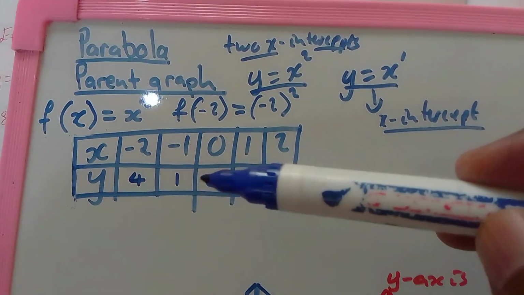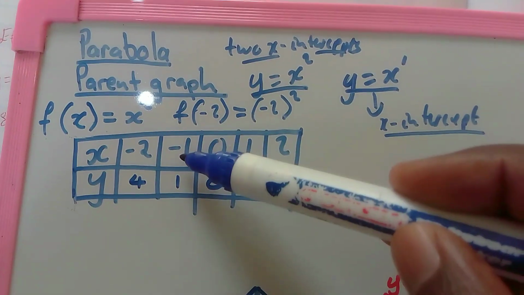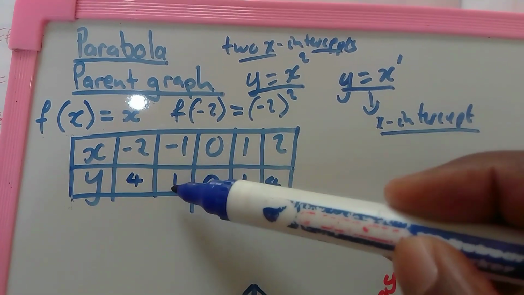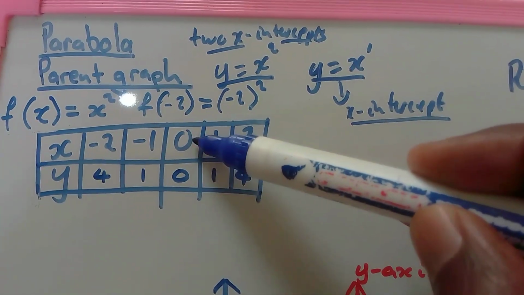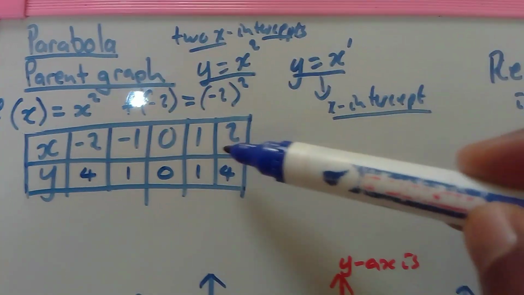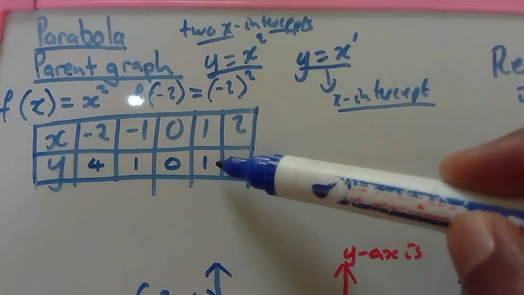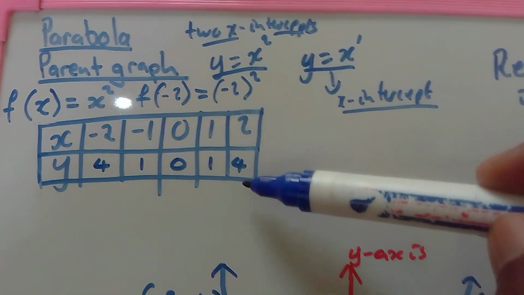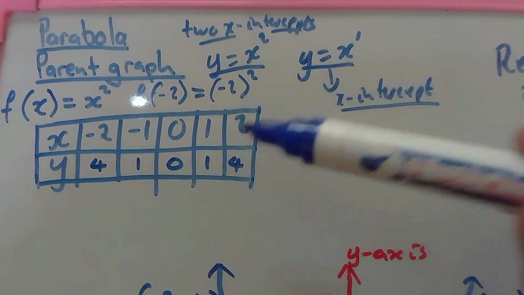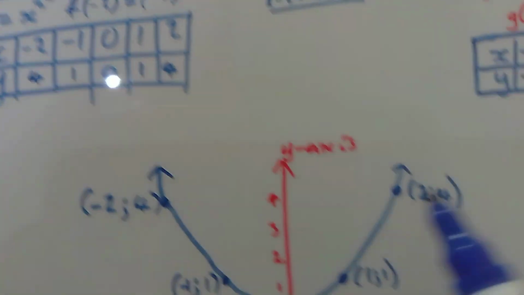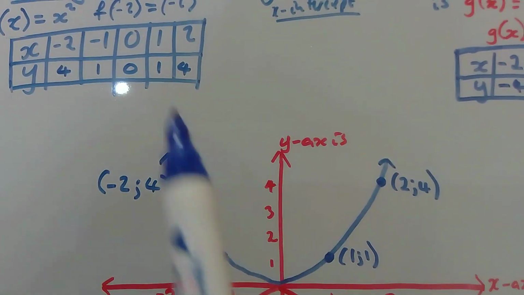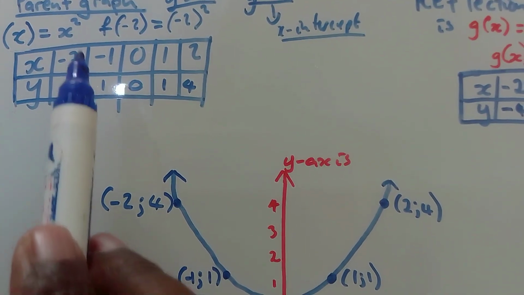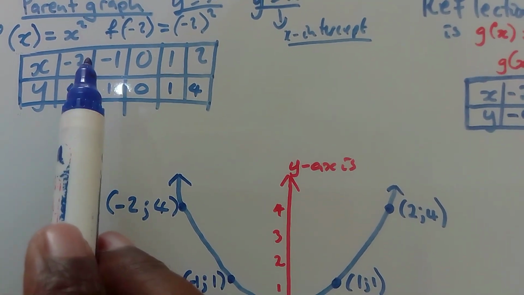Now, when we go to x, when our function is at negative 1, our y is 1. When our function is at 0, our y is 0. When our function is a positive 1, our y is a positive 1. And when our function is positive 2, our y is positive 4. And then I took the pleasure to draw the graph, to show the values on a graph.